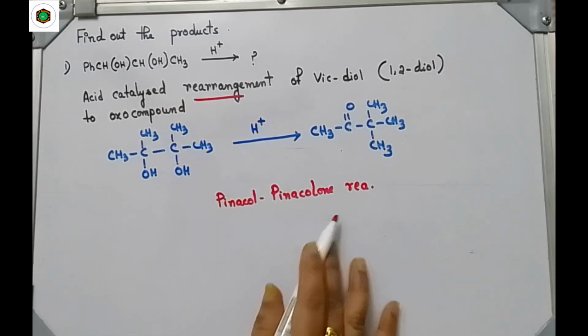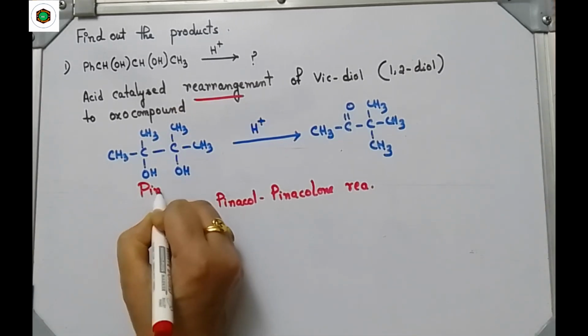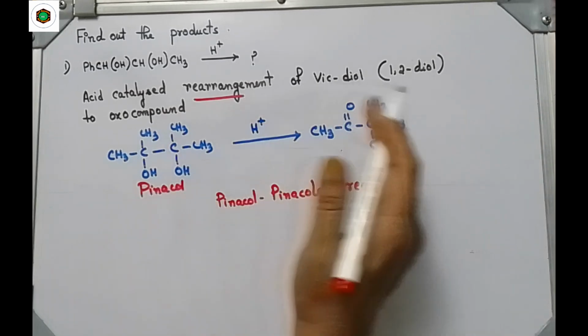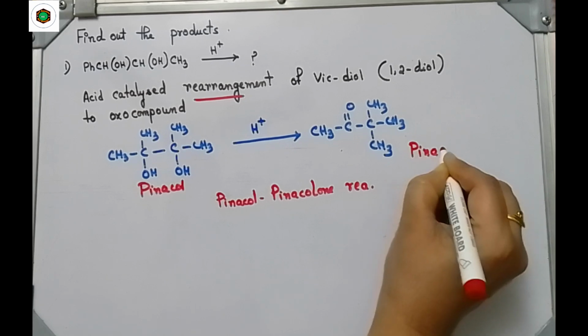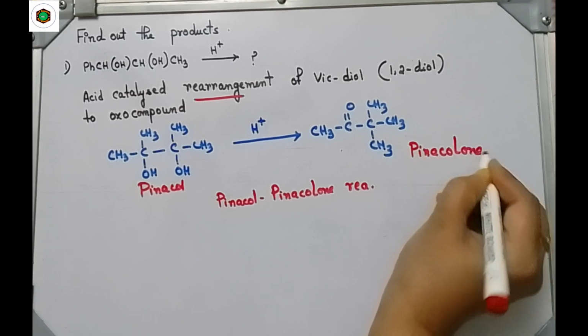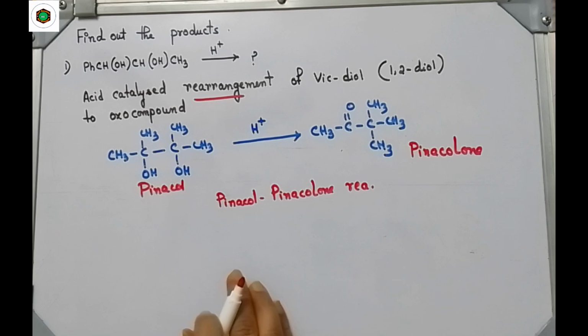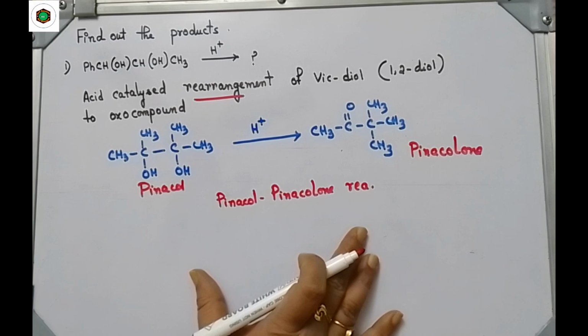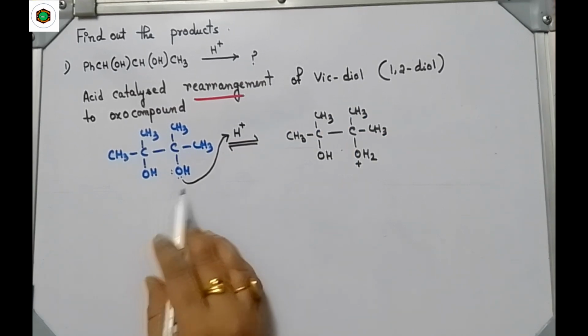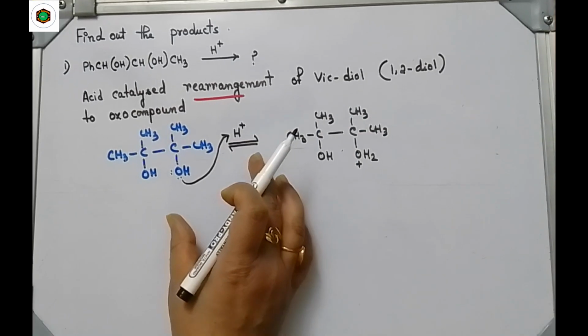This is Pinacol. After the reaction, whatever product we are getting, it is Pinacolone. And here for reagent, you can use dilute or moderately concentrated sulfuric acid. Now we should know the mechanism. At the first step, what is happening?